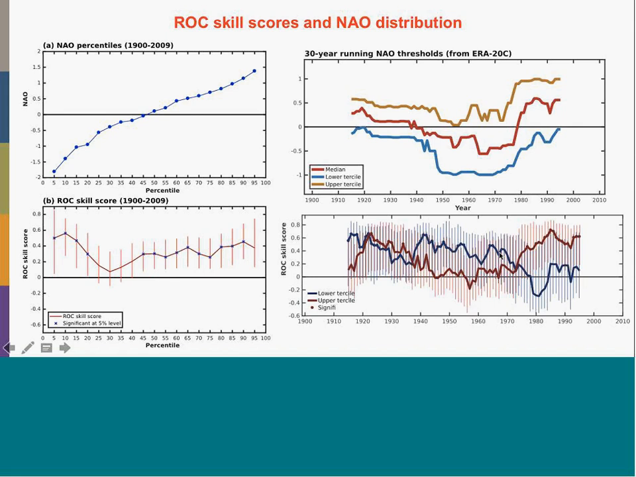In this period, the lower tertile events correspond to winters with strongly negative NAO index. And we can see in the distribution here, the lower tertile, which is the event we're looking at in the blue curve here, really goes up to NAO indices of minus one or so, which are in the category of the strongly negative NAO events. And as we saw in the overall ROC scores here, these are the ones that we can most skillfully predict.